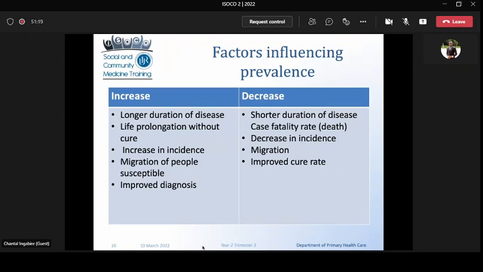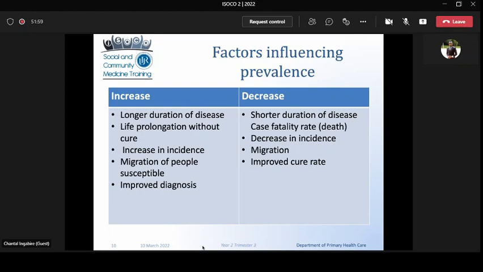It doesn't mean that the prevalence was not high in previous days, but it is mainly being explained by improved diagnosis. So if there is a way of diagnosing a particular disease, that might also explain the reason why the prevalence is high compared to the previous time, for instance. And when we talk about the decrease of the prevalence, one might also say the shorter duration of the disease.